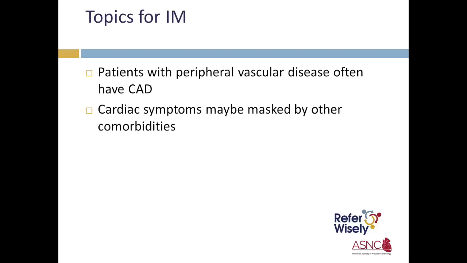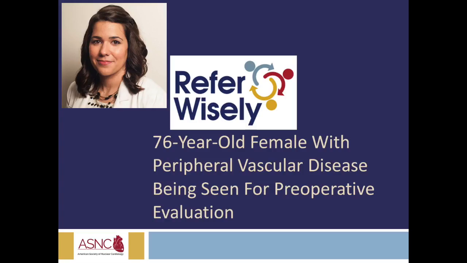Cardiac symptoms can often be masked by other comorbidities. For example, shortness of breath in a patient who smokes and has COPD, or a patient who has symptoms of claudication due to peripheral arterial disease. As illustrated in this case, it is important to get a thorough history and not attribute symptoms like exercise intolerance or shortness of breath to other disease processes in a patient with coronary artery disease risk factors.